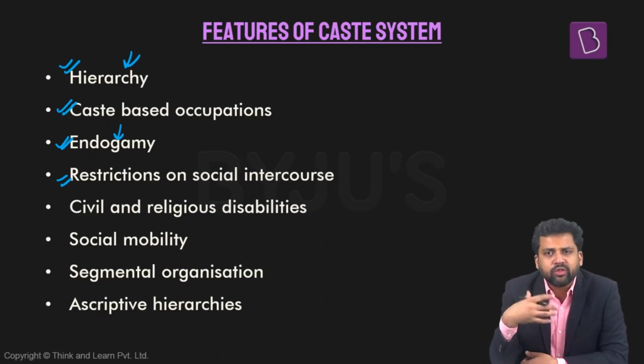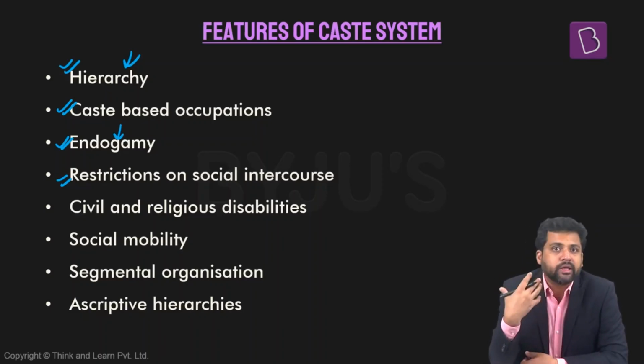So there are different kinds of restrictions on the way people from different castes can interact with one another. Can they sit together and dine, or can they share a smoking pipe together? So multiple kinds of restrictions are there.